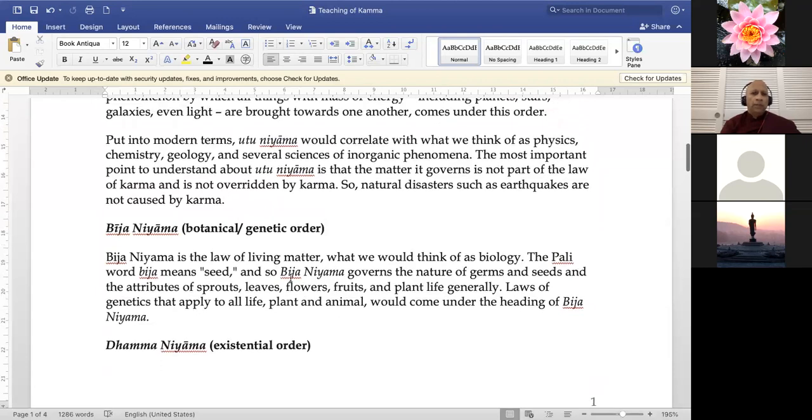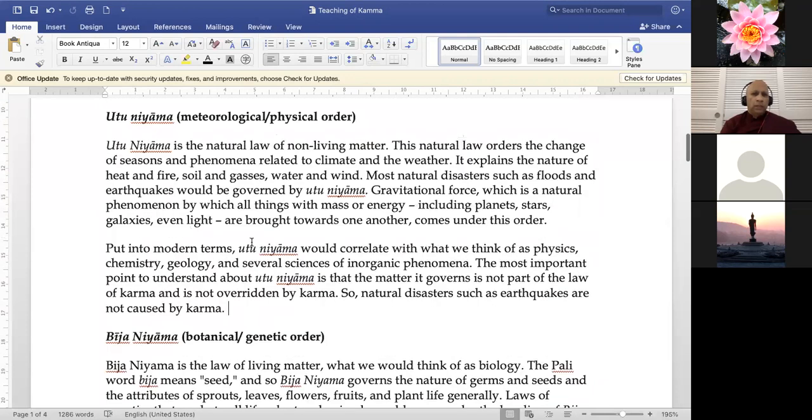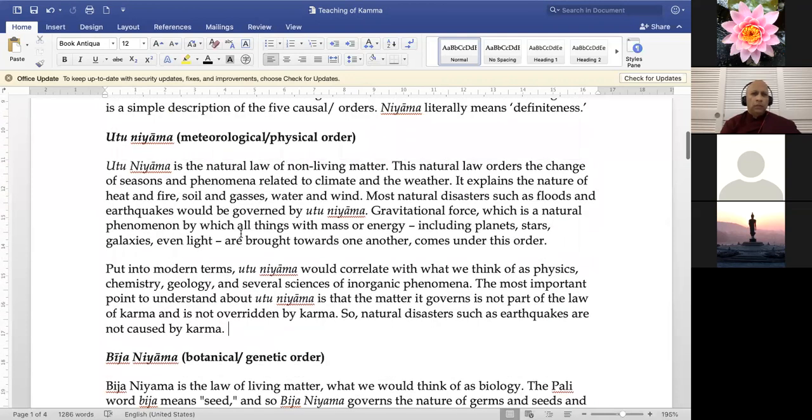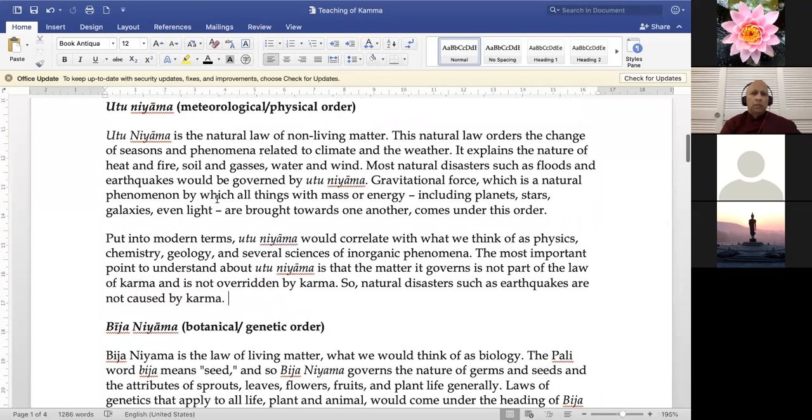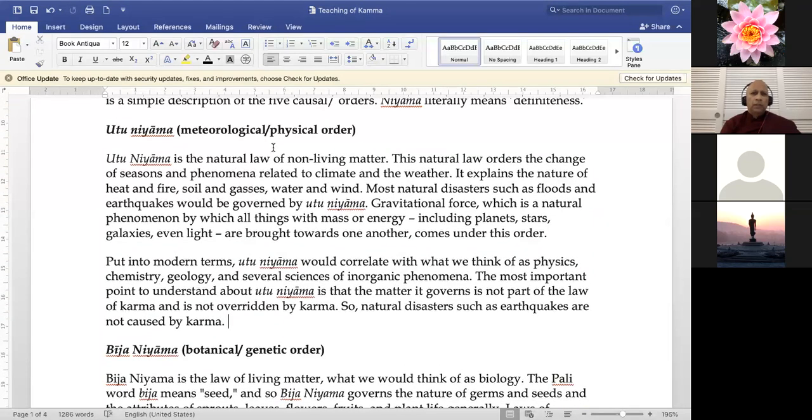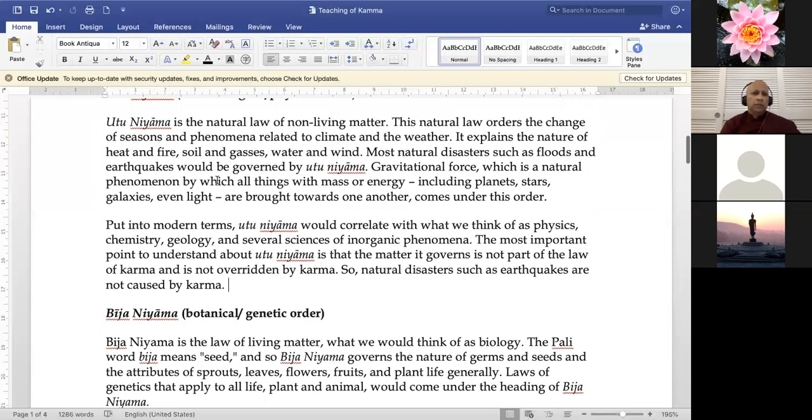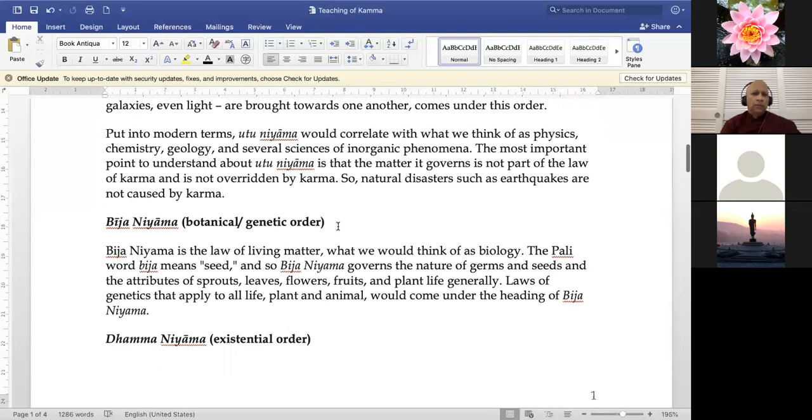Given the Utuniyama, Buddha countered the belief that the physical order, Utuniyama, is an act of God. It's non-theistic. And according to Buddha, according to Jainism, probably Buddha had Jainism in his head when he described Bija niyama. Now, according to Jainism, not only living beings are sentient, but plants are sentient too. Plants also have a kind of consciousness.